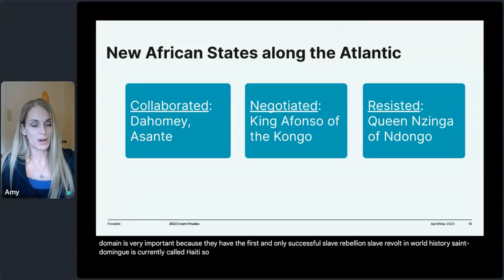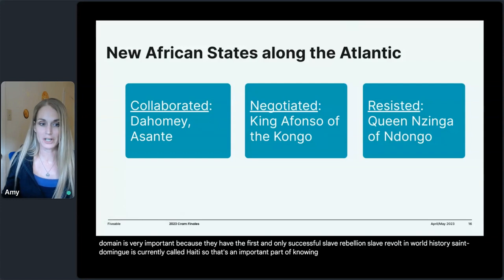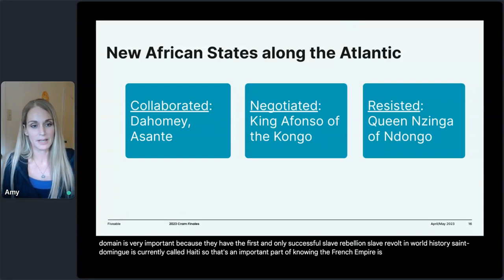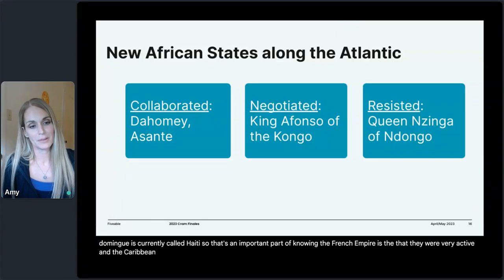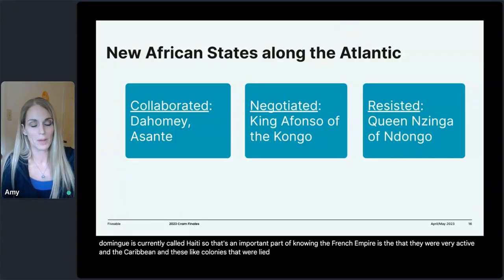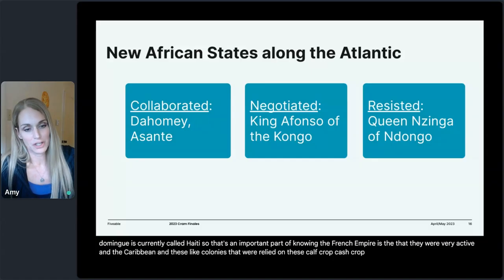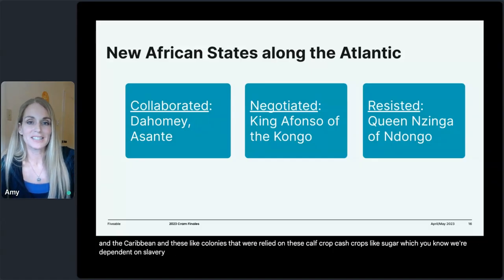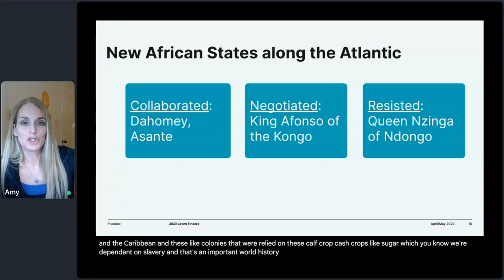So that's an important part of knowing the French Empire, is that they were very active in the Caribbean in these colonies that relied on cash crops like sugar, which were dependent on slavery. And that's an important world history lesson. No one wants to harvest sugar.